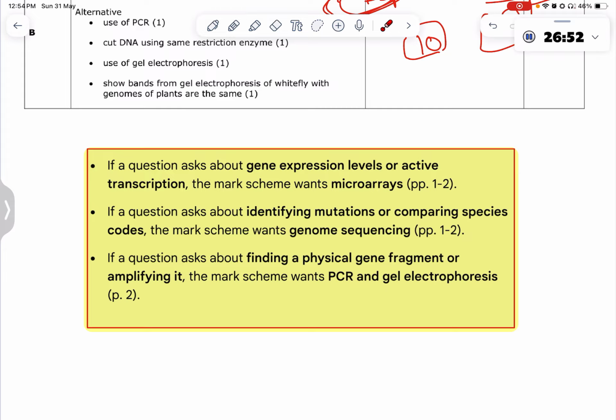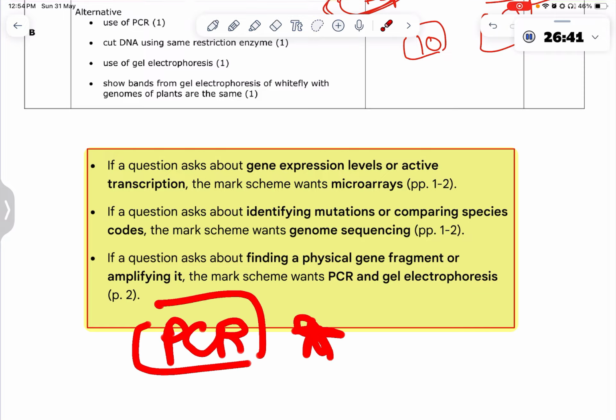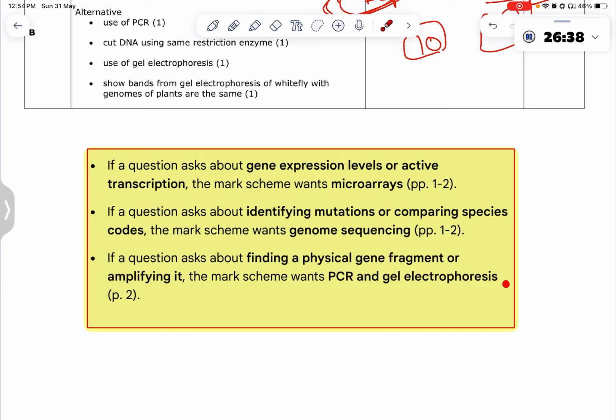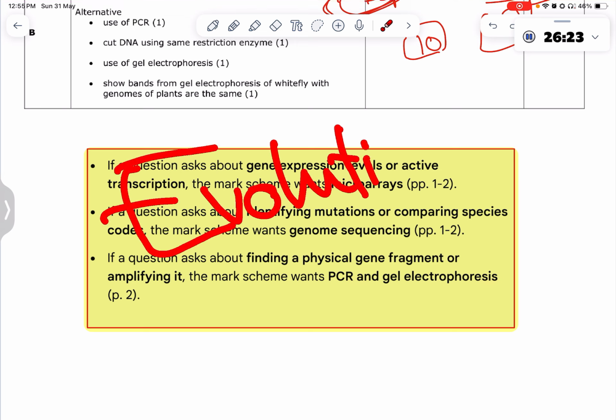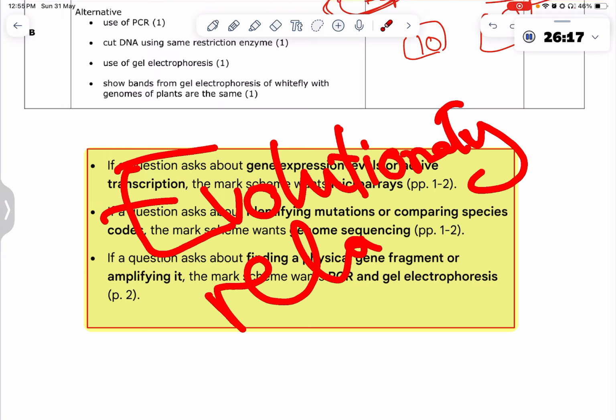If the question is asking about finding a physical gene fragment or amplifying it, if you felt that it needs amplification, you collected a small sample of the DNA, so you use PCR. Also, these two questions are kind of overlapping, so you can use PCR and gel electrophoresis if he asked you about mutations or relationships between organisms, evolutionary relationships.